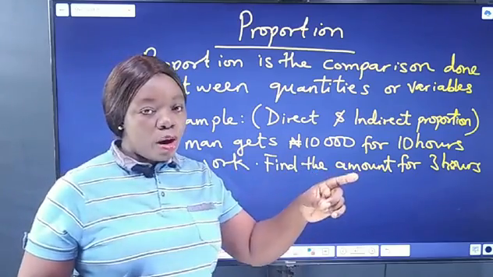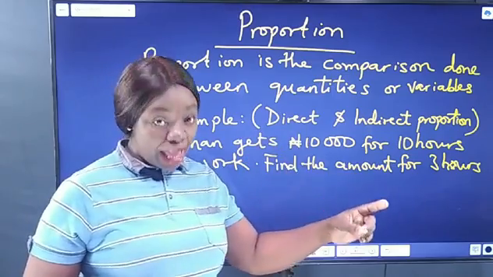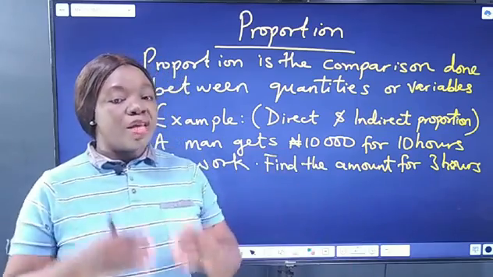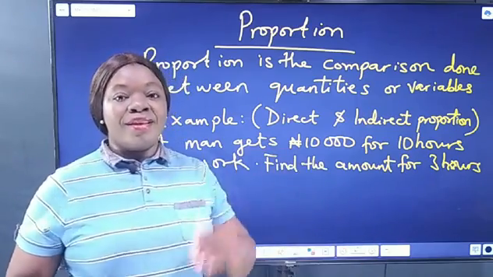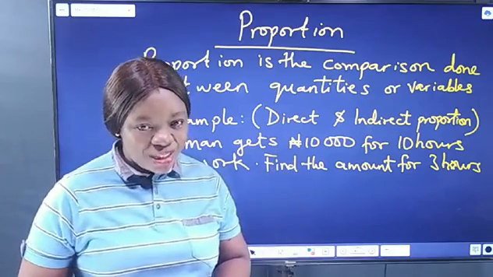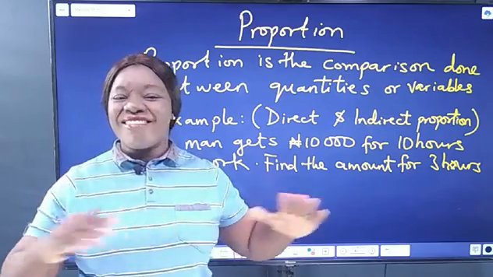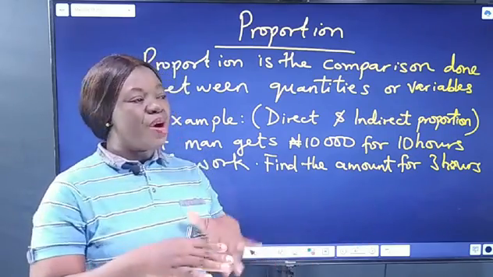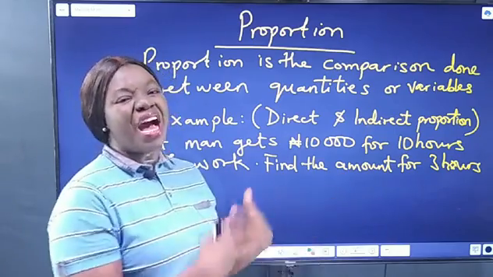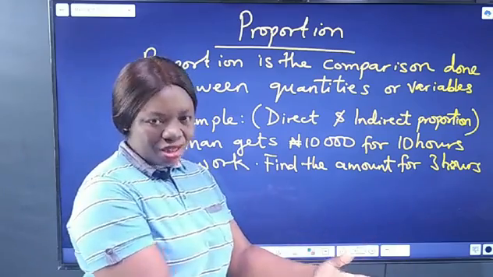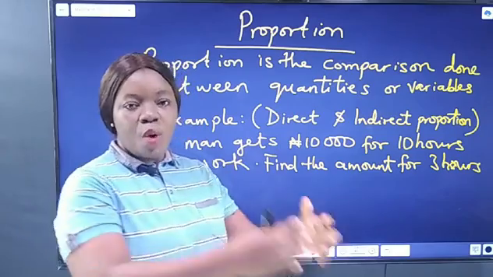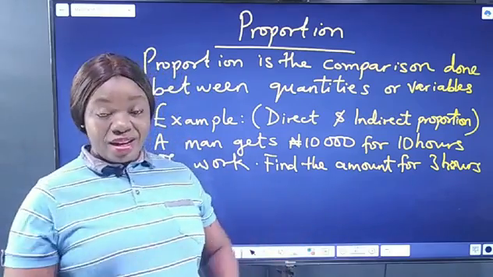The more we work, the more we earn. You can hear more. Now, the less we work, the less we earn. This type of proportion is known as direct proportion. You earn proportionately to the number of hours you have worked. You work more, you earn more. You work less, you earn less.